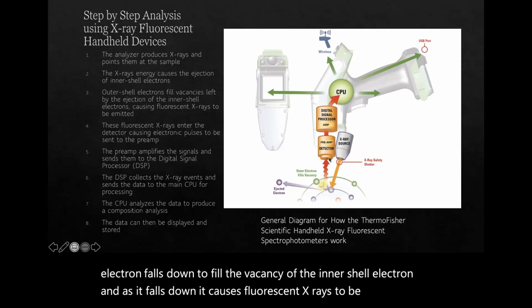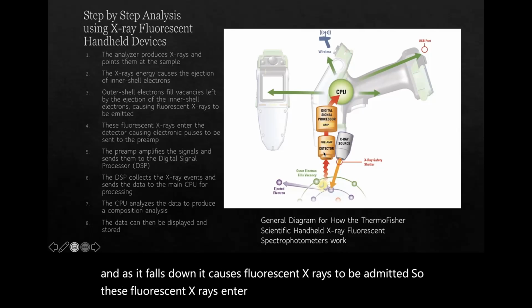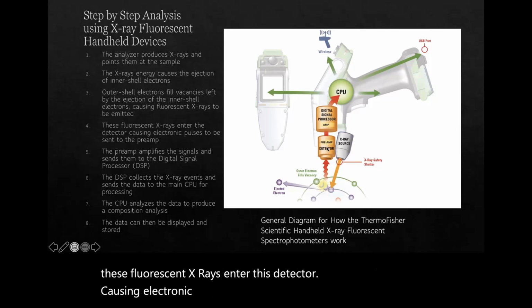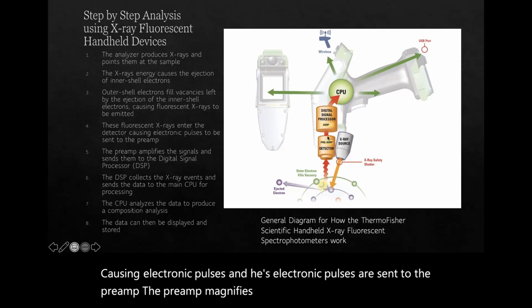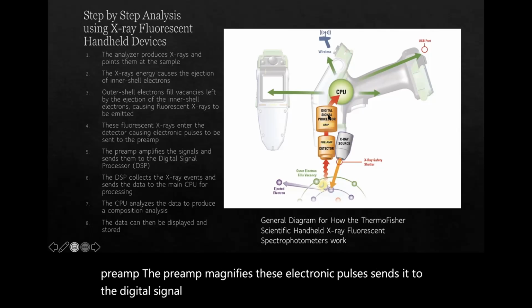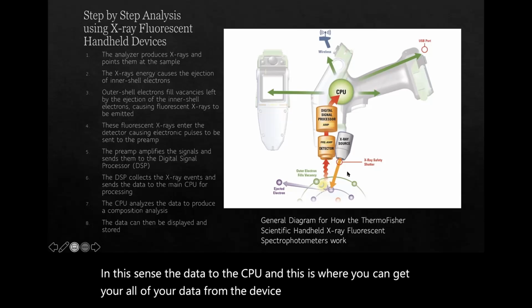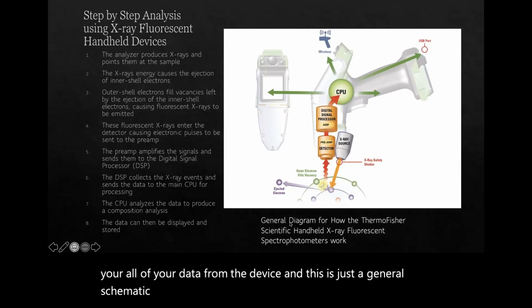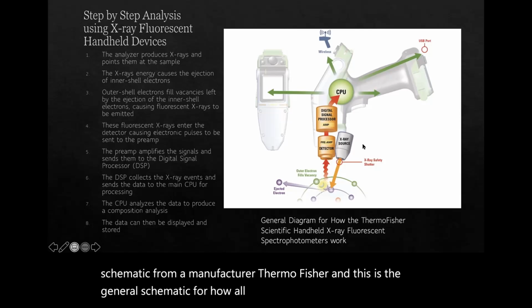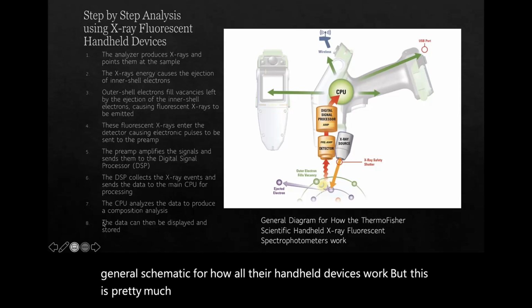These fluorescent X-rays enter the detector, causing electronic pulses. These pulses are sent to the preamp, which magnifies them and sends them to the digital signal processor, and then this sends the data to the CPU, where you can get all of your data from the device. This is a general schematic from a manufacturer, Thermo Fisher, for how all their handheld devices work, but this is pretty much how every X-ray fluorescence handheld device works.